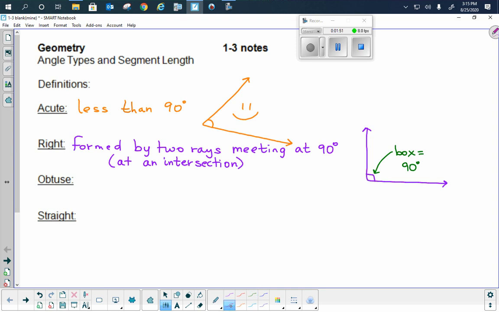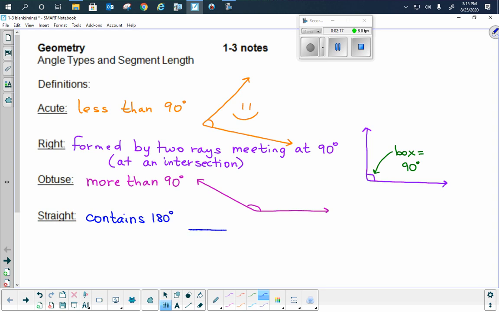And then an obtuse angle is more than 90 degrees. So it would look something like this. We would be talking about that obtuse angle. And then a straight angle contains exactly 180 degrees. So that would be like this.